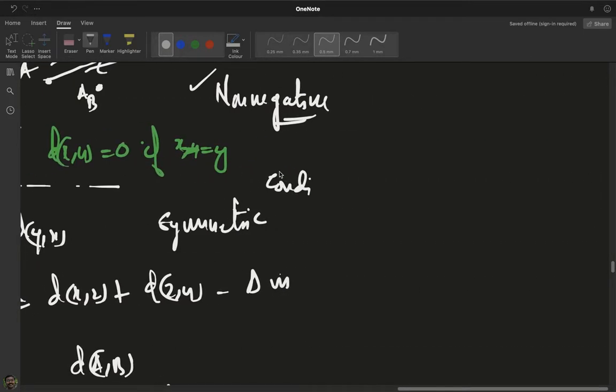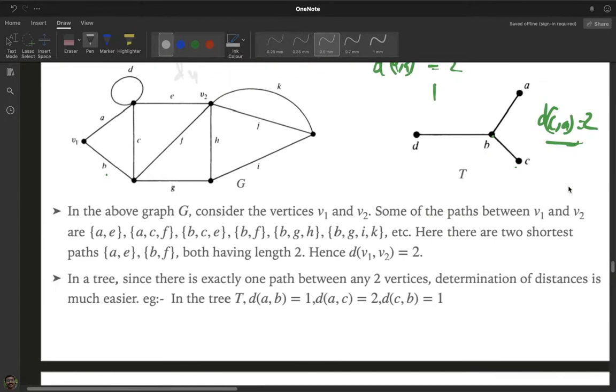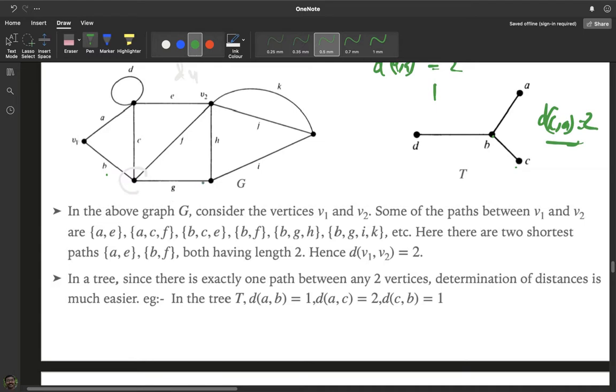The triangle inequality will also be true in the case of graphs, because suppose I need to go from V1 to V2. That distance is always less than or equal to the distance taken by going through another vertex. Suppose I require that the path should go through this vertex, V3. The direct distance between V1 and V2 will always be less than or equal to the distance taken through V3 as an intermediate point. Suppose the distance between V1 and V3 is actually 2, and the distance between V3 and V2 is 1.